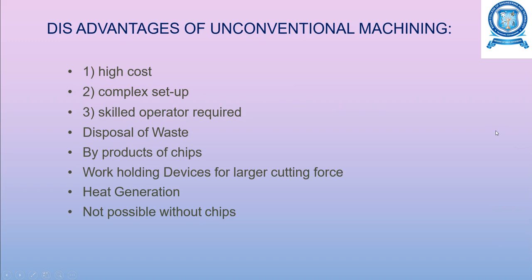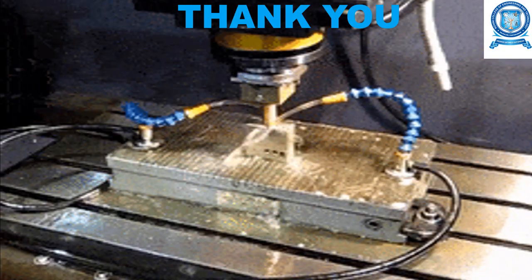So these are the disadvantages of unconventional machining process: the cost is high, the setup is complex, skilled operators are required, disposal of waste, byproducts of chips, work holding devices for larger cutting forces, and heat generation not possible without chips. So these are all the disadvantages of unconventional machining process.